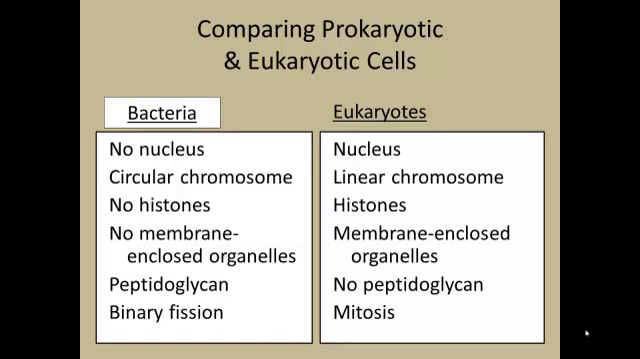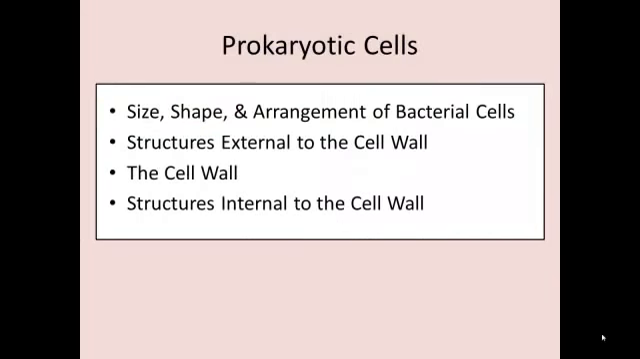Now we're going to go over some of this in more detail as we discuss the different parts of the cells. But once again, this is the forest before we get distracted by the individual trees. In this next section, we're going to talk about the size, shape, and arrangement of bacterial cells, structures external to the cell wall, and structures internal to the cell wall.